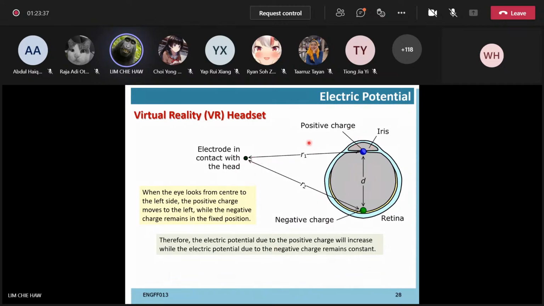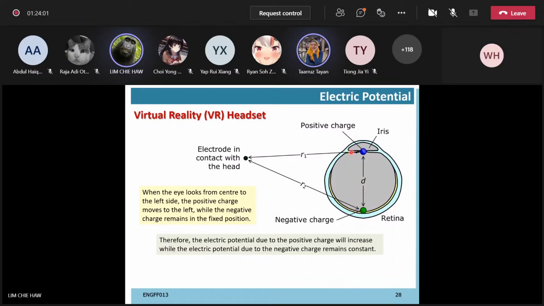This fella is looking to the left, so you shall do something at the left. Or this fella is looking to the right. When he looks to the right, the potential will reduce. Then the computer will tell you to try to do something at the left. This is just one of the electrodes. There are many electrodes within this VR headset. Some take care of looking up, looking down, looking far, looking near.